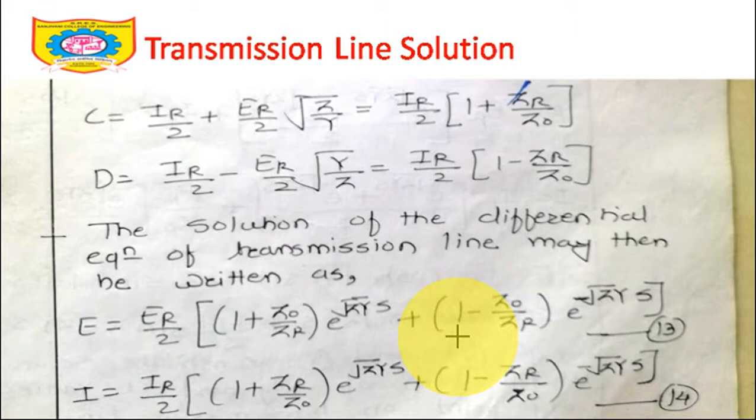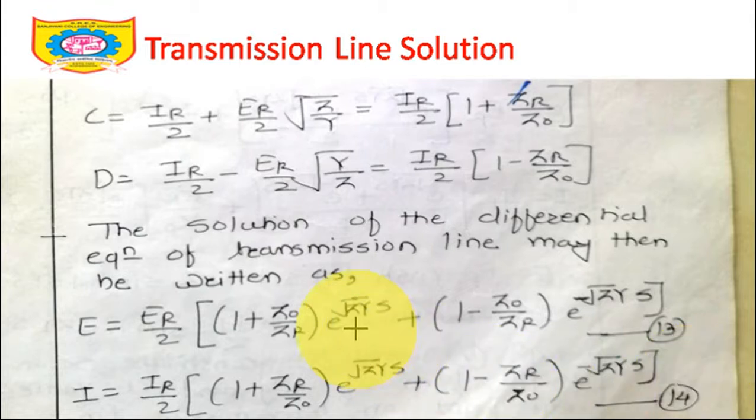Similarly for I, we will get IR by 2 (1 plus ZR...). See, the only difference is that here we are getting Z0 upon ZR, and here we are getting ZR upon Z0. So (1 plus ZR by Z0) e raised to root zy s plus (1 minus ZR upon Z0) e raised to minus root zy s. Equation numbers 13 and 14. It is very simple to understand. We have just put the values of A, B, C, D in that.